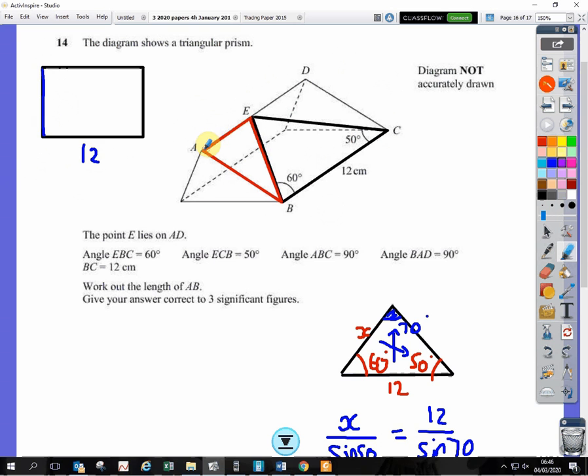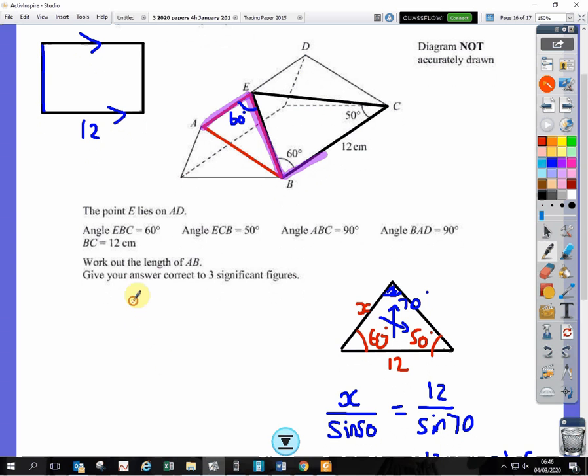If you've noticed that it's a rectangle, then maybe you can see that there is an alternate angle here. This is a Z here, because these two lines are obviously parallel. So if this is 60 degrees, that means this one is also 60 degrees. Yes? And we know the length of EB now as well.